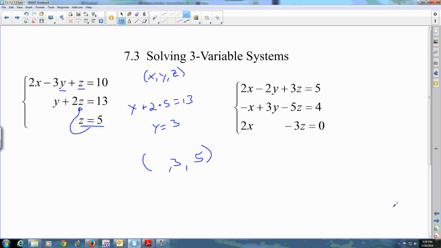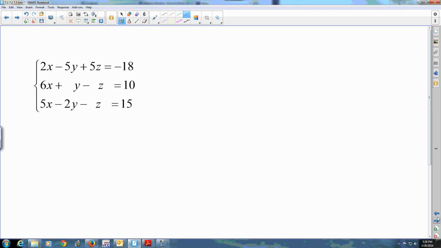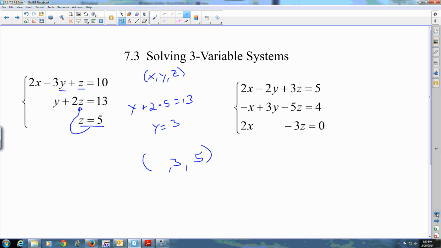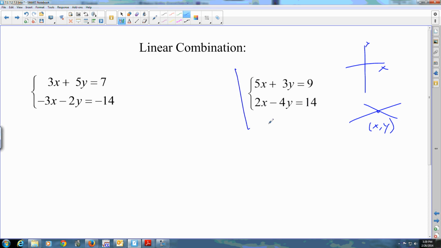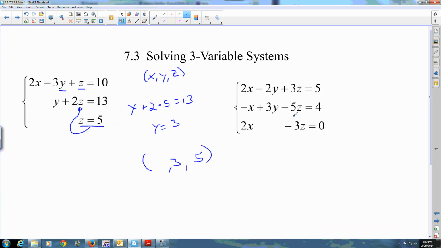One like this, or on the next page that looks like that, or on the next page that looks like this. Your goal is to make it look like what you did yesterday, where it was 2 different equations with only 2 unknowns. And then you either solved by linear combination or you solved by substitution. Okay? So how do you do that?